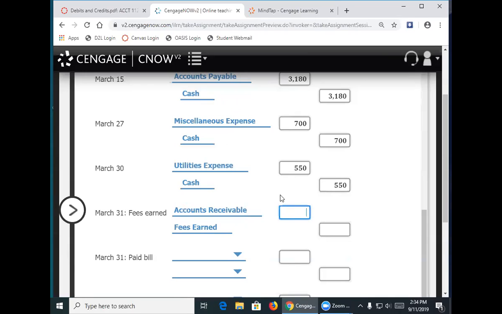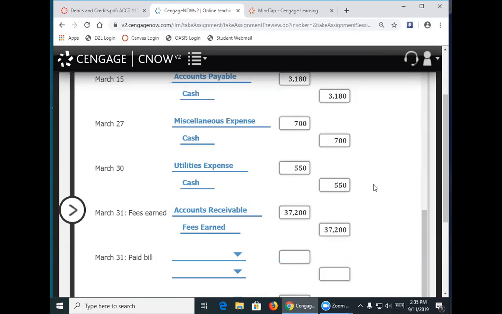It's an equity, and since it's increasing equity, it also increases on the credit side. So it takes some time to get these down, that's why I usually try to write it on the board and then give you that handout, so it helps. So accounts receivable debited and fees earned credited for services performed on account.